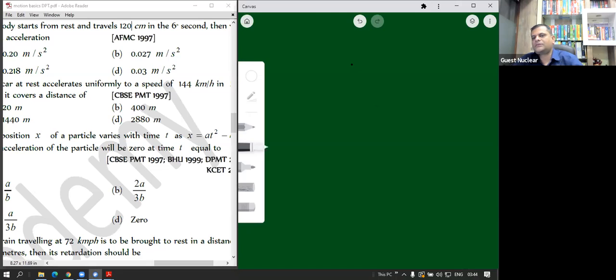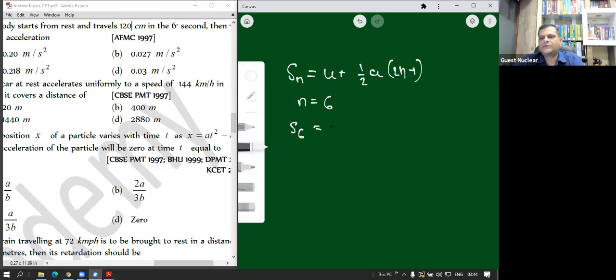What is it? It is Sn is equal to u plus half into a into 2n minus 1. You remember? So this Sn is given here, and this n is going to be equal to 6 here. So S6 will be equal to u plus half a into 2 into 6 minus 1, correct? And S6 is given to be this 120 centimeter, which is nothing but 1.2 meter. So you can just replace it by that.